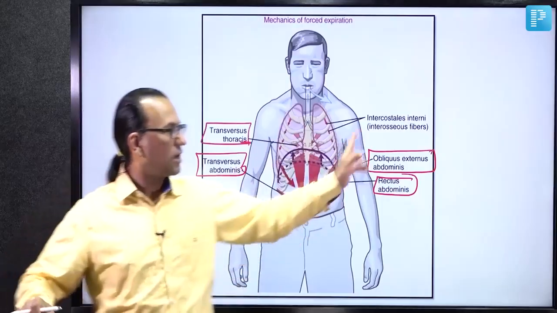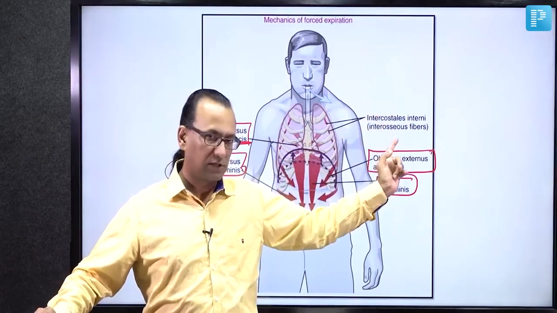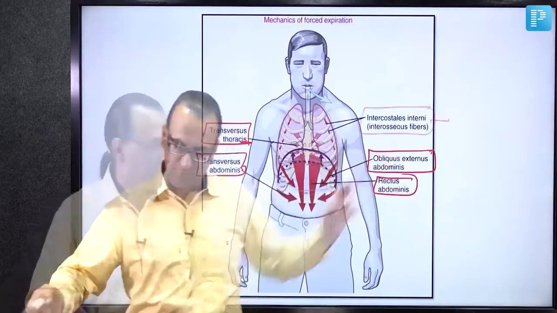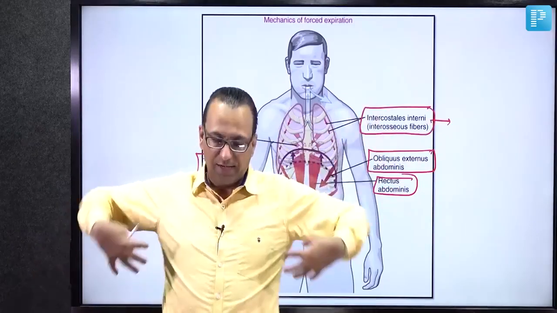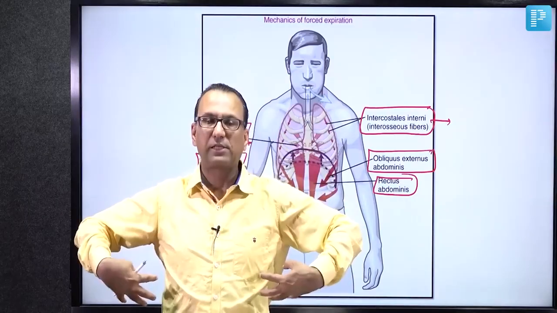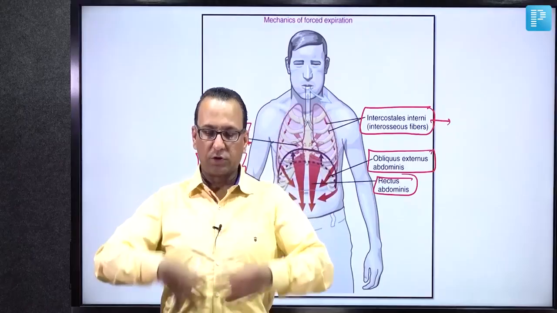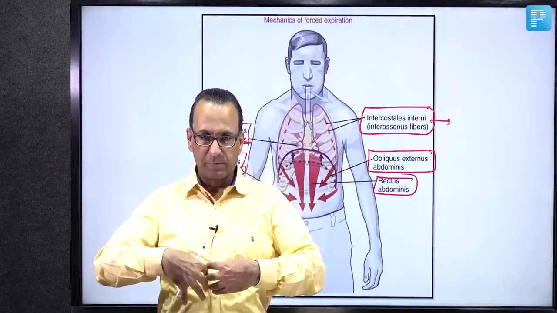And as I suggested, the external intercostal are for inspiration, internal intercostal are for expiration. Especially the fibers which are lateral. Interosseous means between the ribs. The lateral fibers are for expiration, forceful expiration. Whereas the anterior interchondral portion are for deep inspiration.